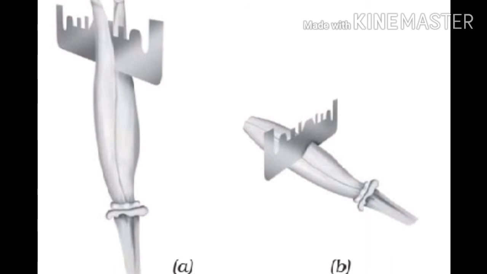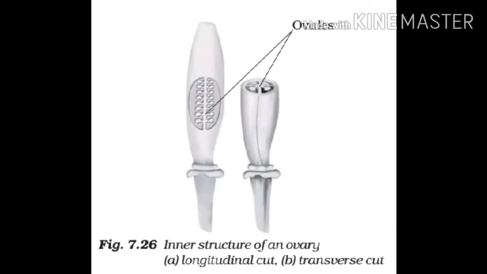Cut the ovary in two different ways and observe the inner part of the ovary using a lens. You can see the ovules like this. First picture is a longitudinal cut and the second picture is transverse cut. Today we have discussed about flower, different parts of a flower and its function. Flowers are the reproductive part of a plant.